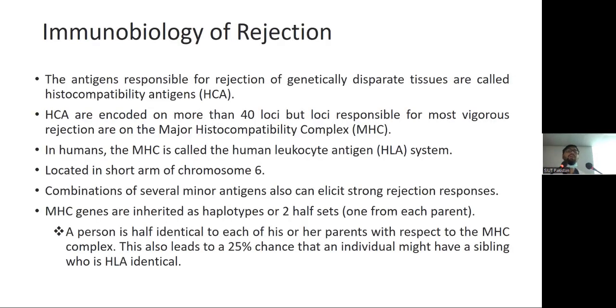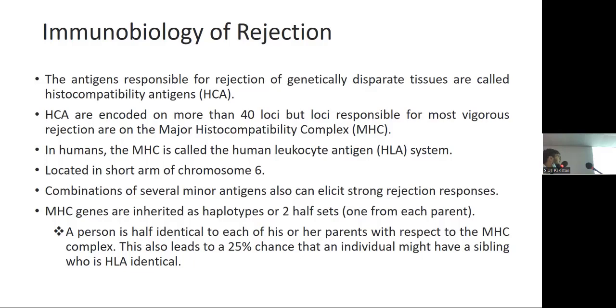practice problem. First of all, to know about the rejection, we have to know about the immunology of rejection. The antigens responsible for rejection of genetically disparate tissue are called histocompatibility antigens. They are encoded on more than 40 loci, but the most responsible for vigorous rejection are those of the major histocompatibility complex. MHC is also called the HLA system, and it is located on the short arm of chromosome 6. Several minor loci also contribute to the rejection response.